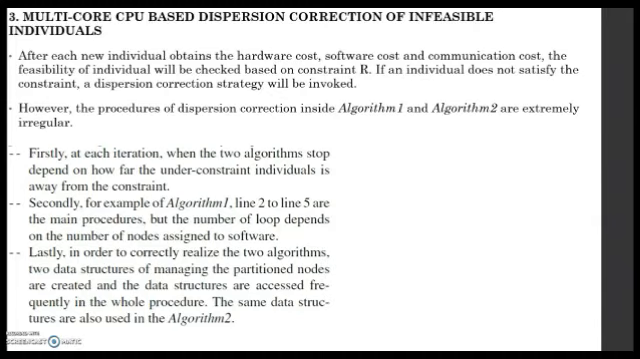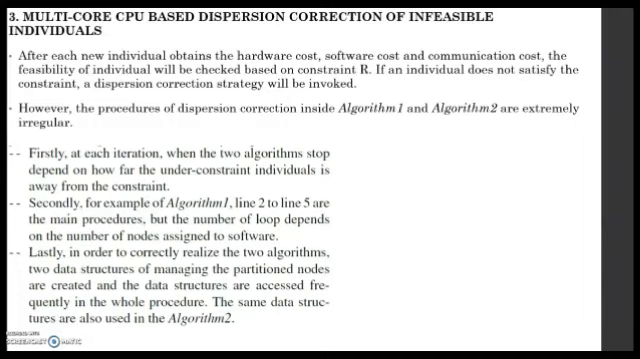After each new individual obtains a hardware cost, software, and communication cost, the feasibility of the individual will be checked based on constraint R. If an individual does not satisfy the constraint, a dispersion correction strategy will be invoked. However, the process of dispersion correction inside algorithm 1 and algorithm 2 is extremely irregular. Firstly, at each iteration when the two algorithms stop depends on how far the under constraint individual is away from the constraint. Secondly, for example, in algorithm 1, line 2 to line 5 are the main procedures, but the number of loops depends on the number of nodes assigned to software.